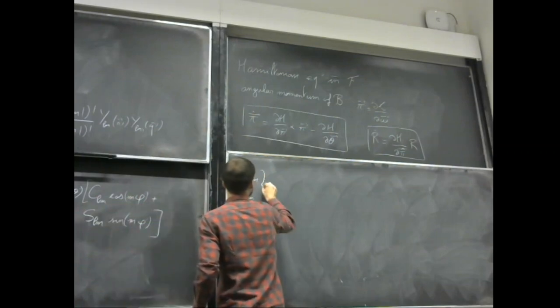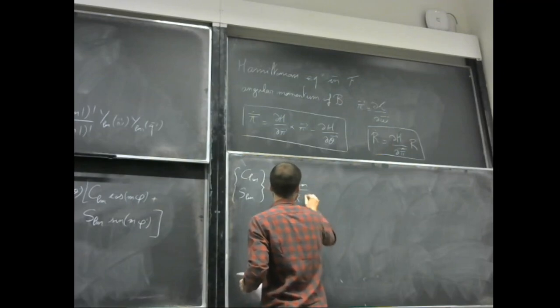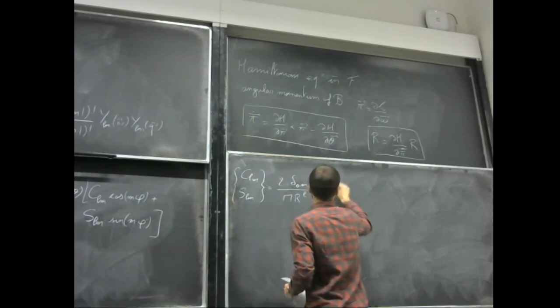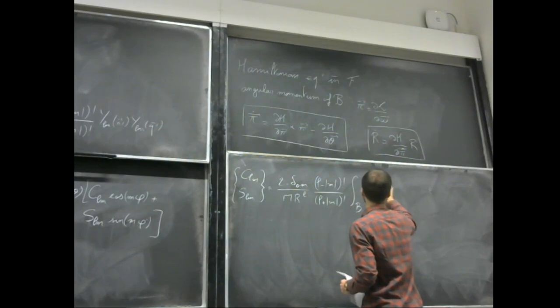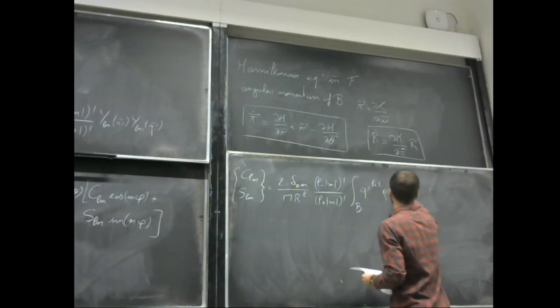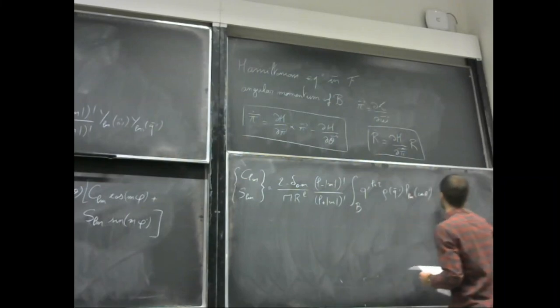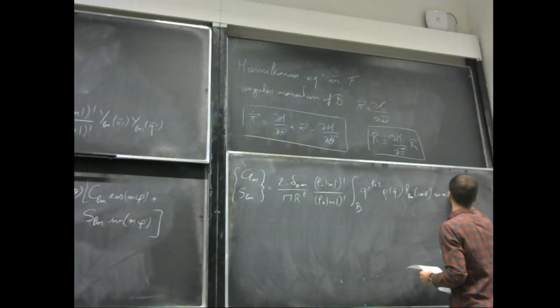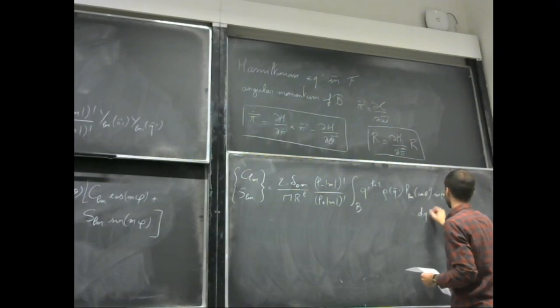C_LM or S_LM is (2 minus delta_0m) over m of (l minus m)! over (l plus m)! times the integral over B of q prime to the power of l plus 2, rho of q prime. So you will have this P_lm of cosine theta prime, sine of m phi prime, the cosine of theta prime, dq prime, d theta prime, d phi prime.